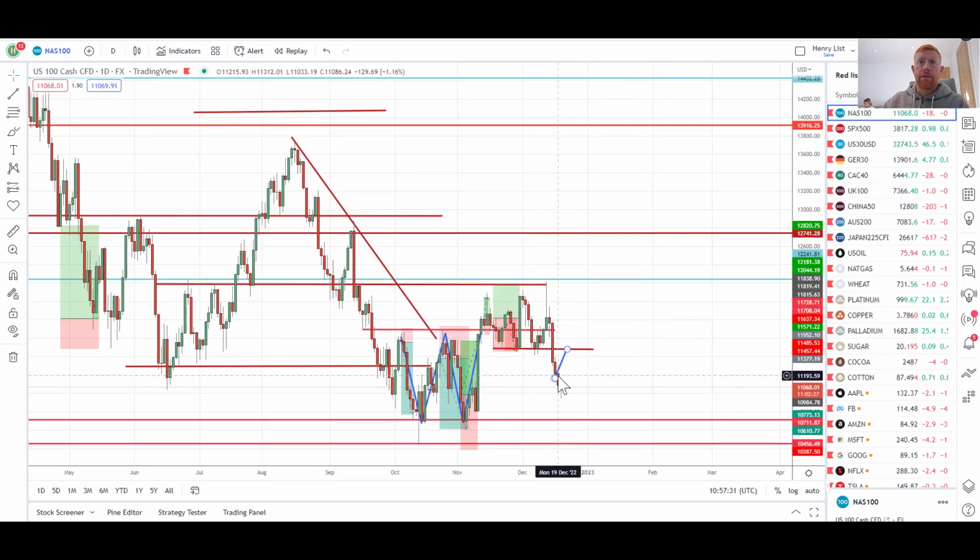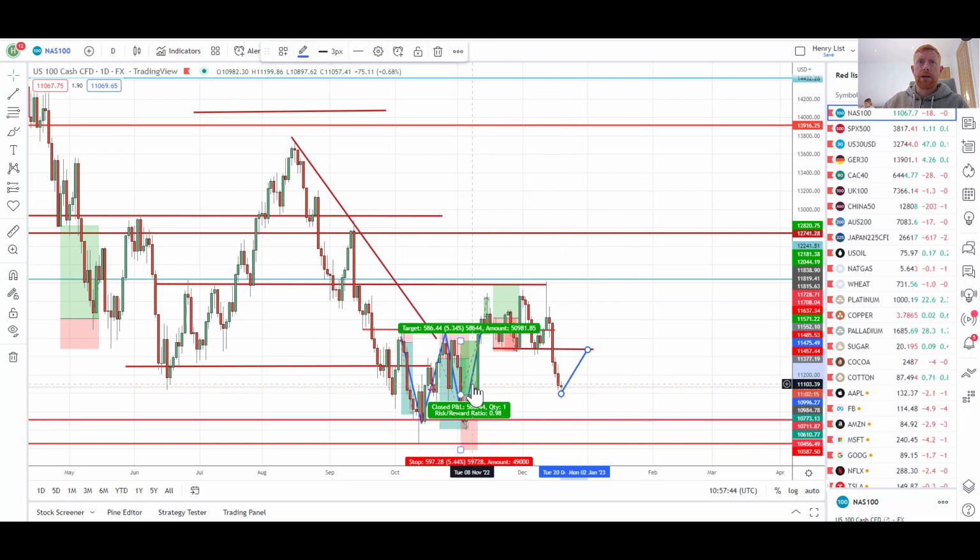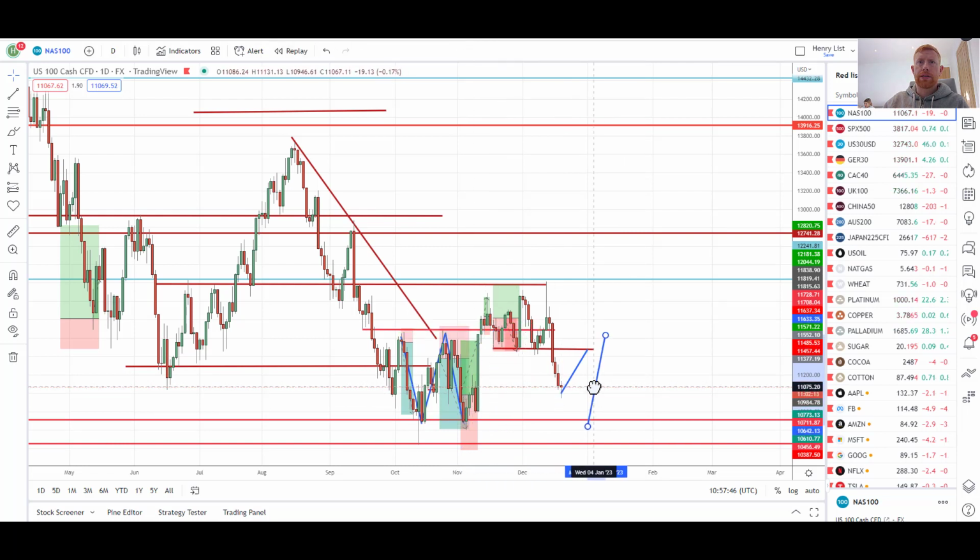Okay, now for me, I'm looking for some sort of pullback up to here. If I get a pullback up to there, I am then looking to short our market down into about there. So that's a little bit different here. I'm looking for that to play out like this. Now, I'd love it to break there and continue going up and then retest that level. That would be the idea. That's where we want it to go.